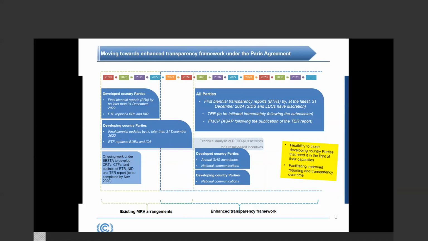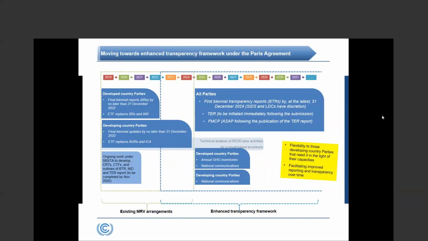And in the new MPG, guidelines ask parties to submit a joint report, which means you can submit the national communications with your BTR together to avoid undue burden for the parties and the review experts. Another important part in the new MPG is that there is built-in flexibility for those developing country parties who need it in the light of their capacities. Developing country parties have some flexibility for less frequent or less detailed reporting requirements, which I will show you in the next slides.